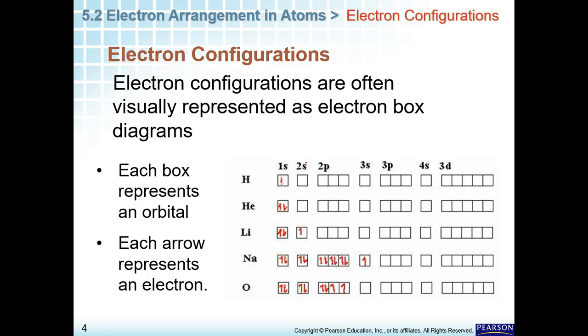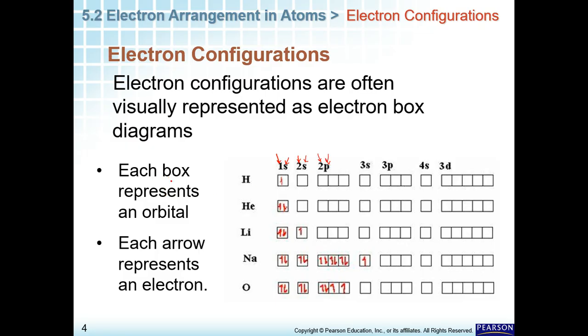Up at the top, again, this number 1 represents the energy level. The S represents the orbital. 2 is the energy level 2, an S orbital. Energy level 2, a P orbital.